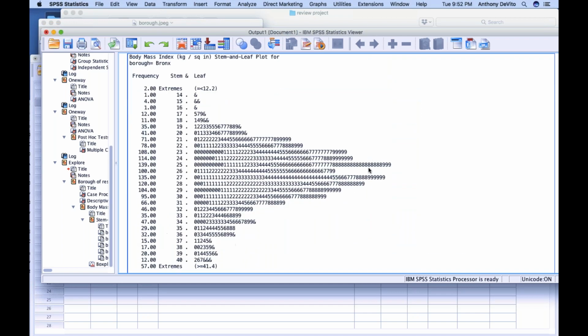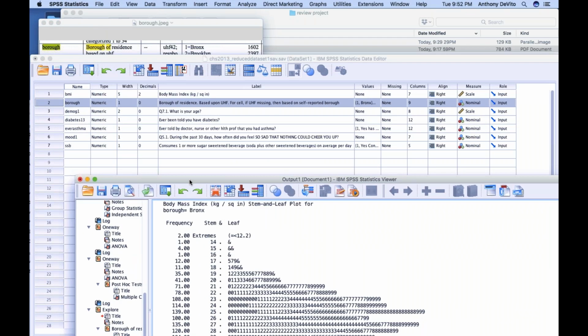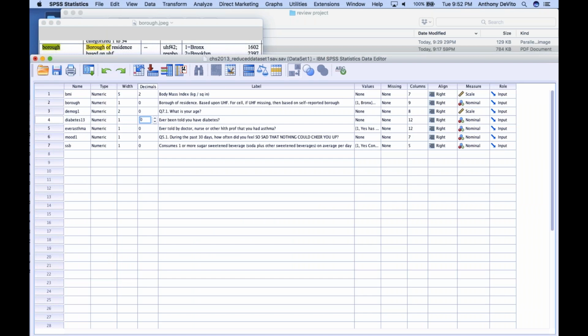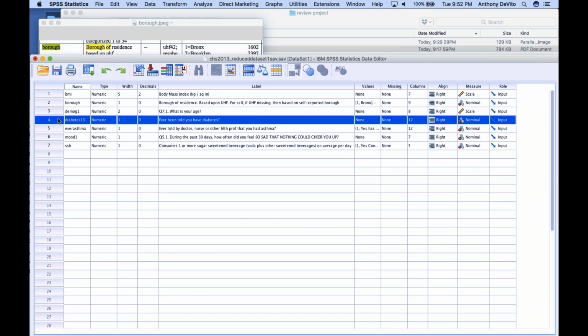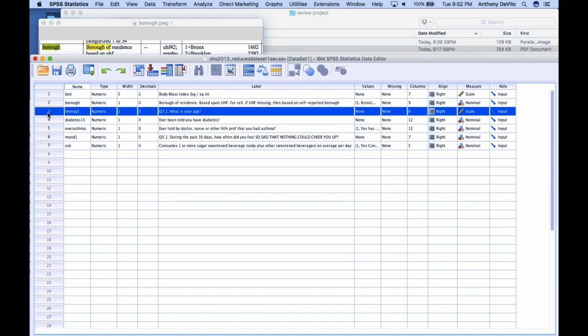Okay, so that's the way that we would analyze that kind of situation where we have a categorical variable with more than two values and a numerical variable. Okay, so I want to get to one more possibility. Well, here, let's say diabetes. Let's say we're interested in seeing if there's an association between the borough you live in and whether or not you have asthma. Okay, so let's give that a try.